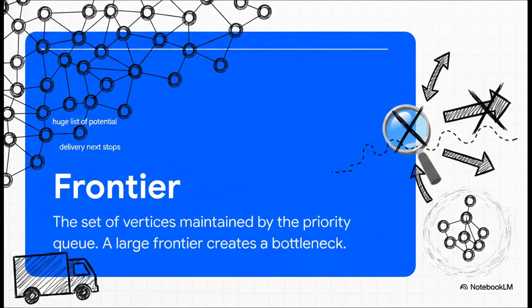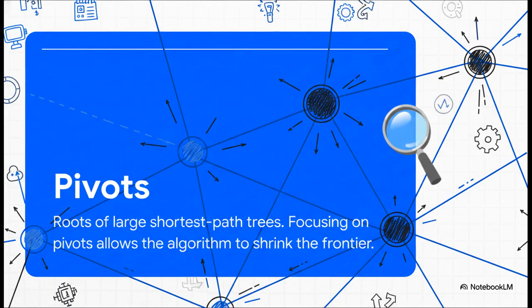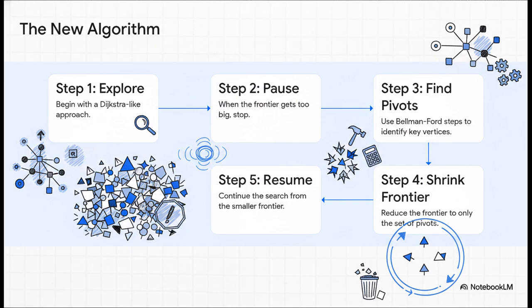Okay, to understand how they pulled this off, you need to know one key term, the frontier. Let's go back to our delivery planner. The frontier is just that massive, overwhelming list of all the possible next stops they have to sort through every single time. And the first stroke of genius in this new algorithm is realizing, wait a minute, maybe you don't have to sort the entire frontier all the time. And the second brilliant move is this concept they call pivots. The idea is, instead of looking at every single street corner, what if you could just identify a handful of really crucial intersections? The major hubs that unlock huge parts of the map. Those are the pivots.